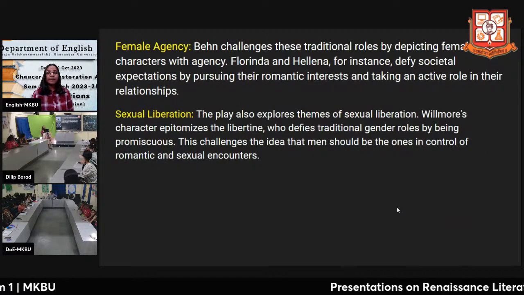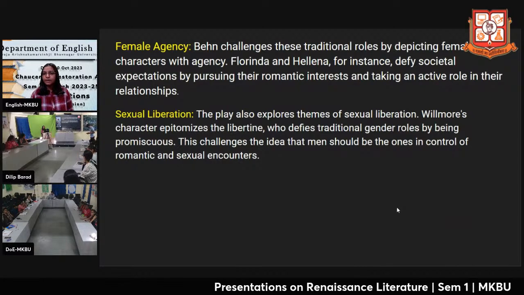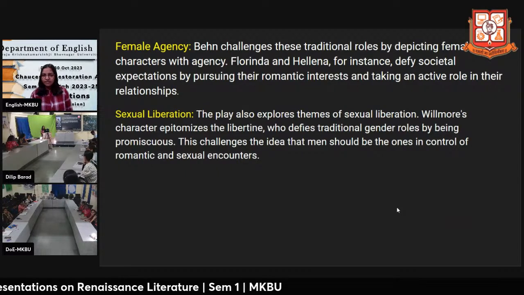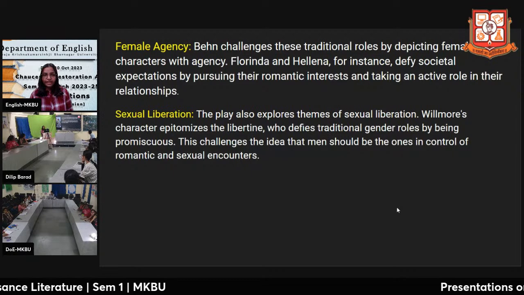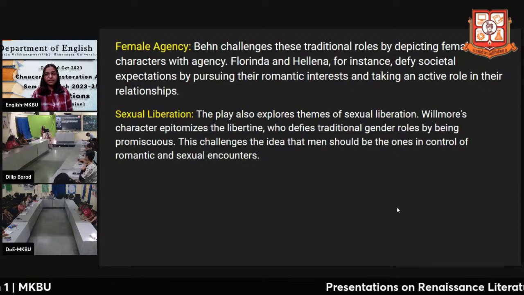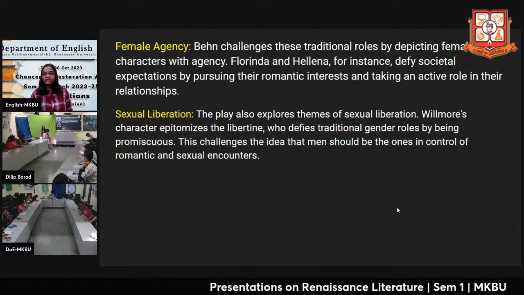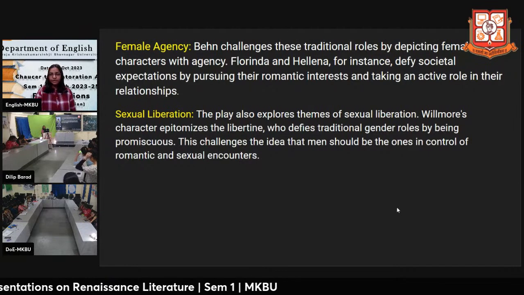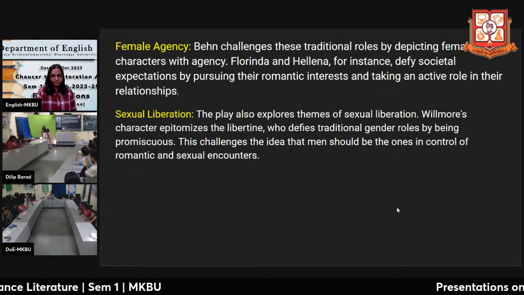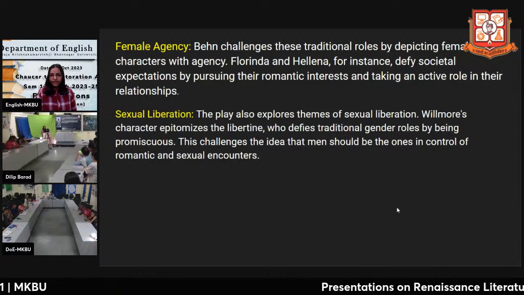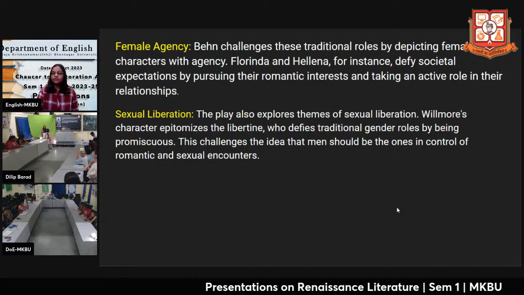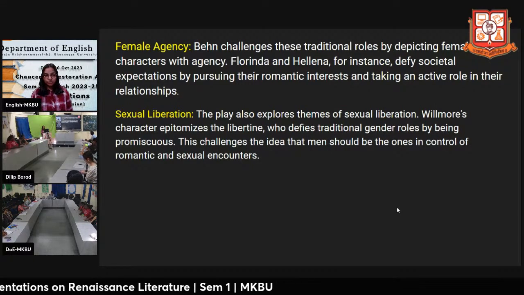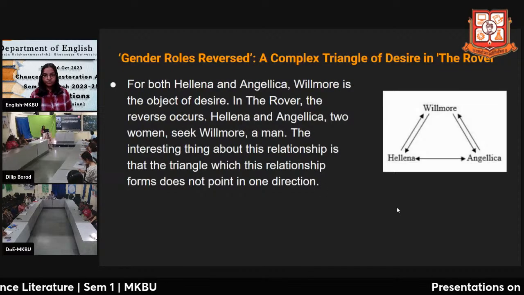Female agency: Behn challenges these traditional roles by depicting female characters with agency. Florinda and Helena, for instance, defy societal expectations by pursuing their romantic interest and taking an active role in the relationships. Sexual liberation: the play also explores the theme of sexual liberation. Willmore's character epitomizes the libertine who defies traditional gender roles by being promiscuous. This challenges the idea that men should be the ones in control of romantic and sexual encounters.